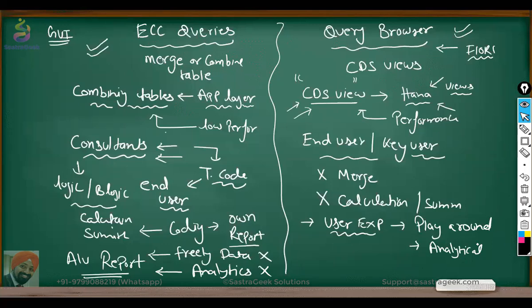These are very low effort things which can be done within a couple of hours if any change in the CDS view is required. Or if a new CDS view is required to be created by merging a couple of tables, your ABAPer would be able to do it within a couple of hours of effort. The additional benefits would be that you can play around with the data, and analytics would also be available on top of that. So that would be the difference between your ECC queries and the query browser.